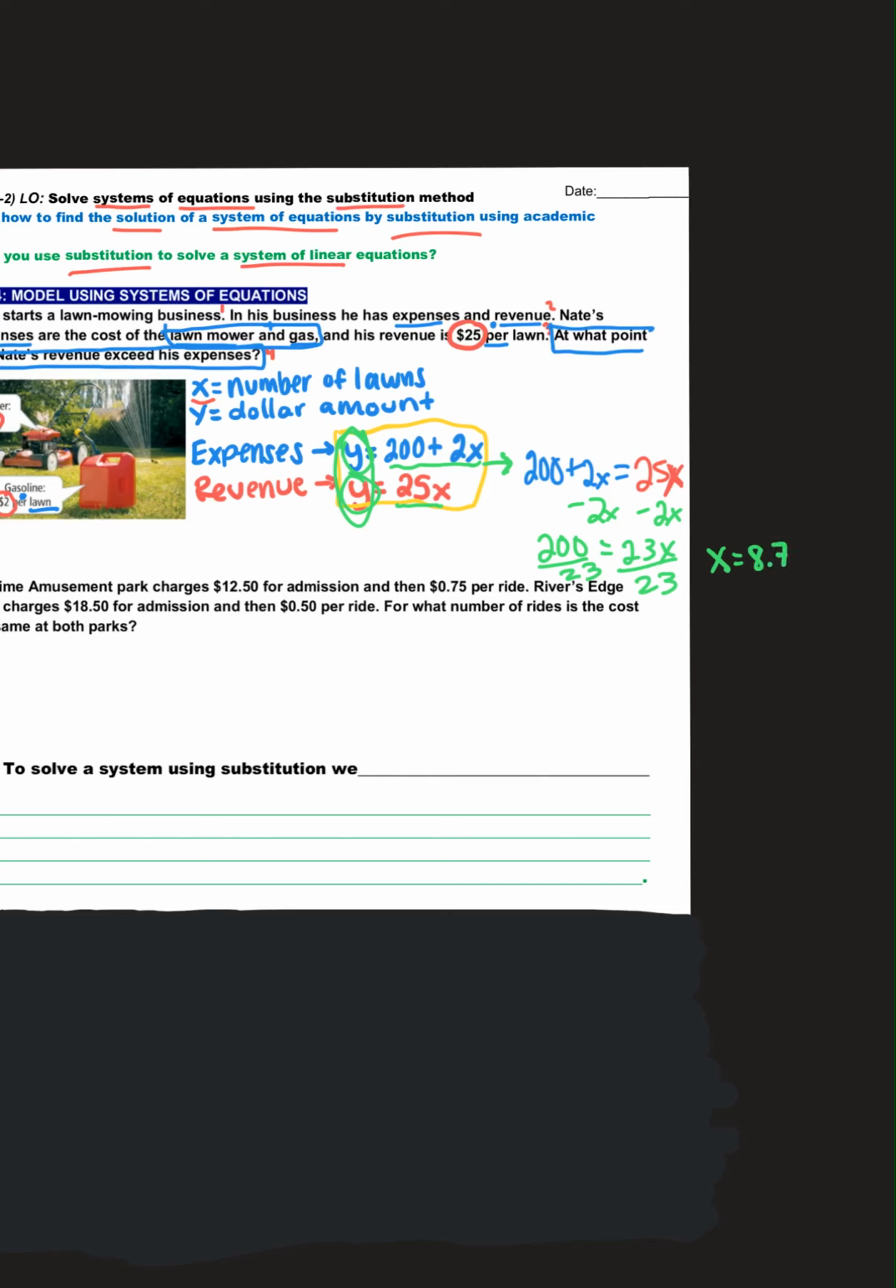Okay, so that's when the cost is going to be the same. After 8.7 lawns, his revenue and his expenses are going to be equal, meaning he'll be at a level playing field. He won't be making any money. He'll just be paying all the stuff that he's already used in expenses. He hasn't made any money yet. So after how many lawns will he start making money? If he has to mow at least 8.7 lawns just to break even, when will he actually gain money?